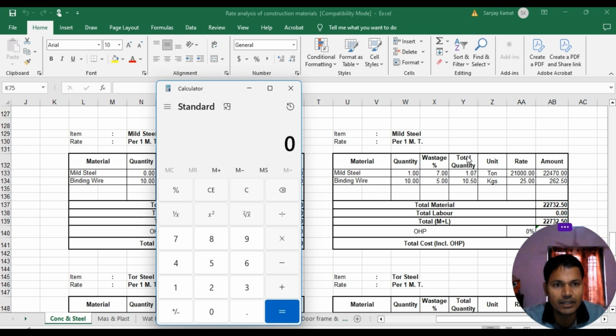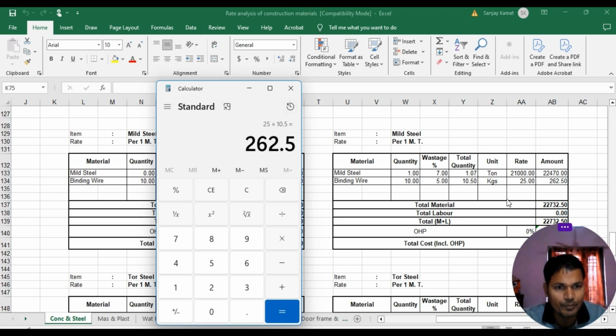So for binding wire, we have taken the quantity 10.50. Binding wire is always measured in kg, so the unit will be kg. The rate of the binding wire is 25. So now we have the rate and the total, 25 into 10.50, how much will it come? It will come approximately 262.50. So this is approximate, absolutely correct.